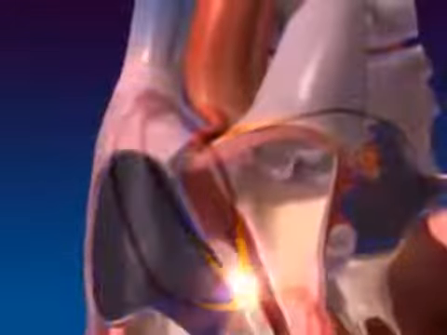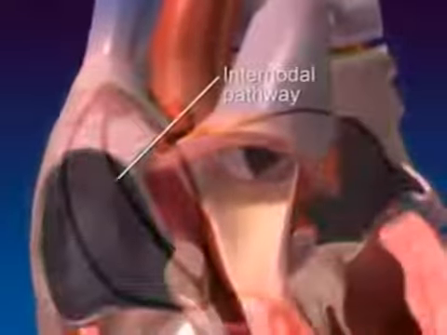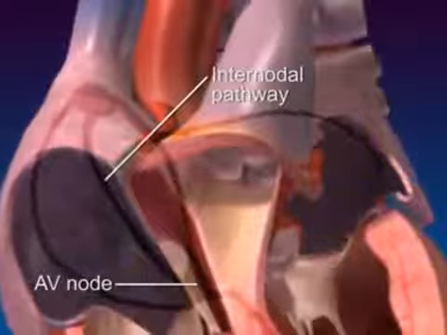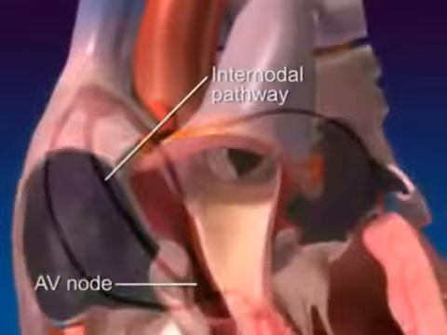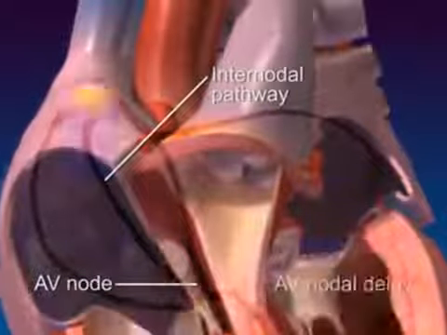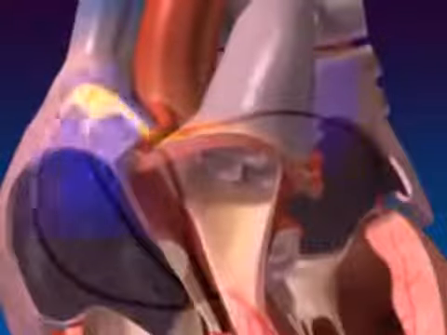The impulses generated by the SA node also rapidly spread through the internodal pathway to the atrioventricular or AV node at the base of the right atrium. The AV node is the only point of electrical contact between the atria and ventricles. Here, the impulses briefly slow, allowing the atria to contract and empty their contents into the ventricle before ventricular depolarization and contraction occur.